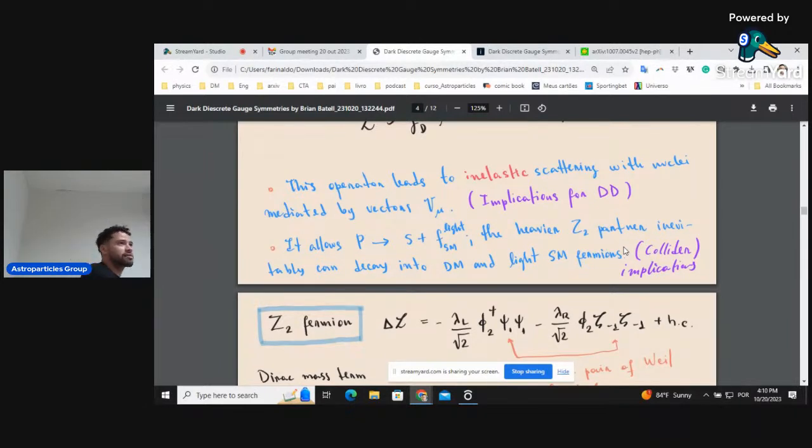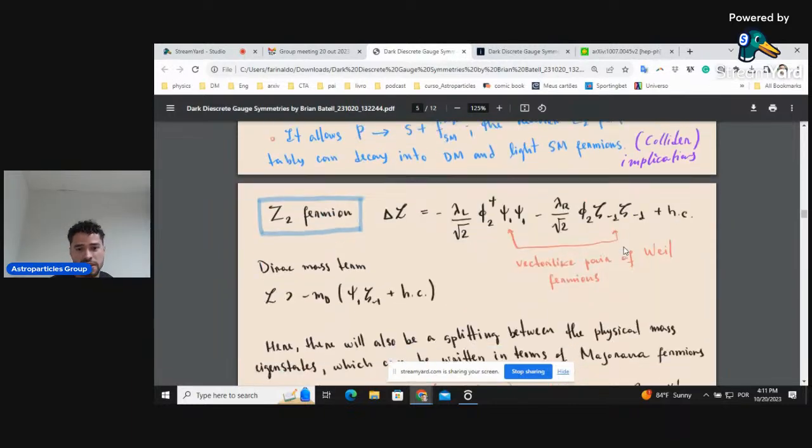If you discover a new interaction, it doesn't necessarily mean that it must be a gauge interaction, it could be a Yukawa kind of interaction. So it's a very, very interesting and very exciting thing.